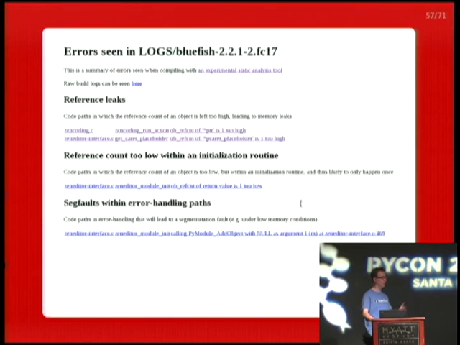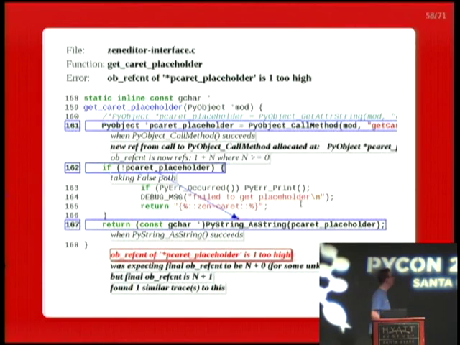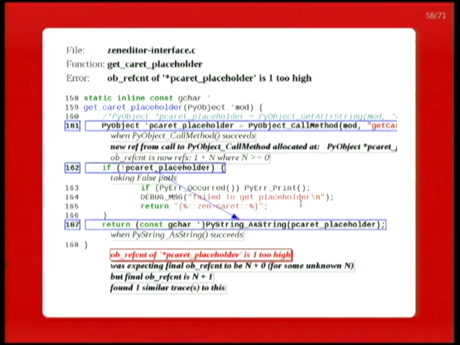It assumed a call would succeed and then dereference the result. So here's one of those reference count leaks from Bluefish. At line 161, that's highlighted, it calls PyObject_CallMethod to invoke a method and stores the result in a placeholder. So it's considering the case where that succeeded, and that gives you a new reference that this code owns, and then it goes on to line 167 because it's non-null.